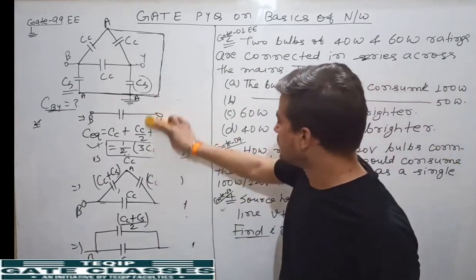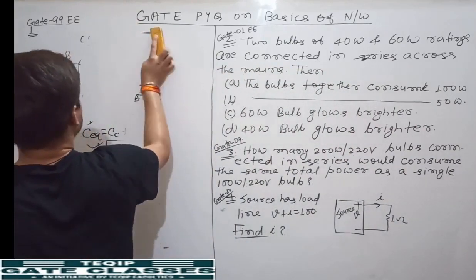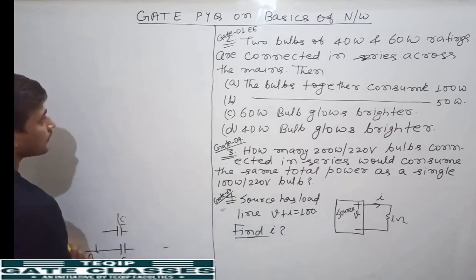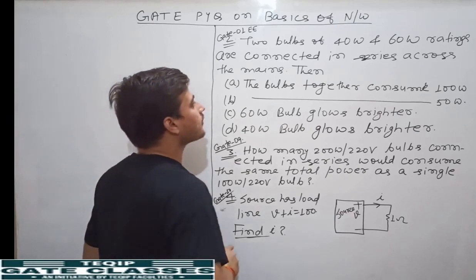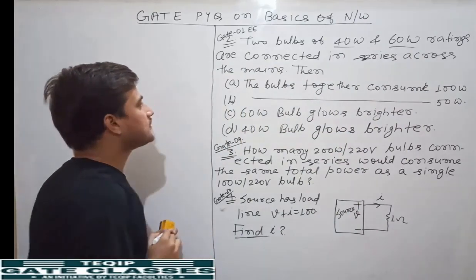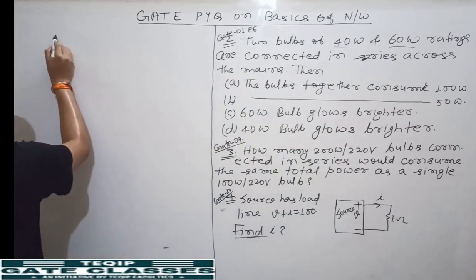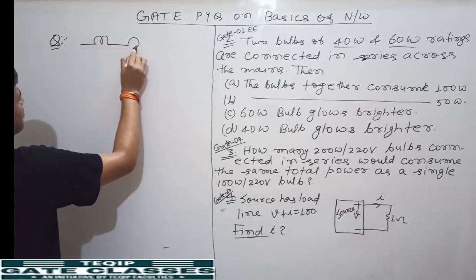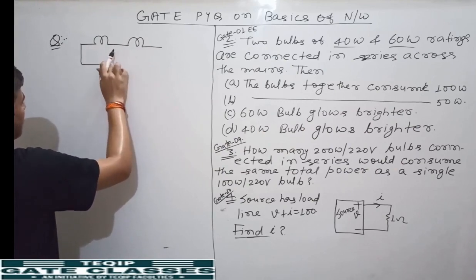Next come to the second question that has been asked in GATE 2001 electrical engineering. So see the question. It is given that two bulbs of 40 watt and 60 watt ratings are connected in series across the mains. The question is that you are having two bulbs connected in series across the main supply.